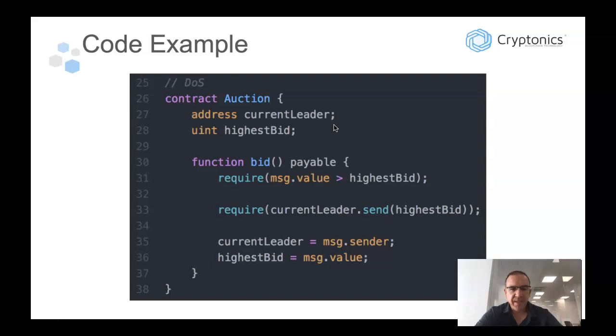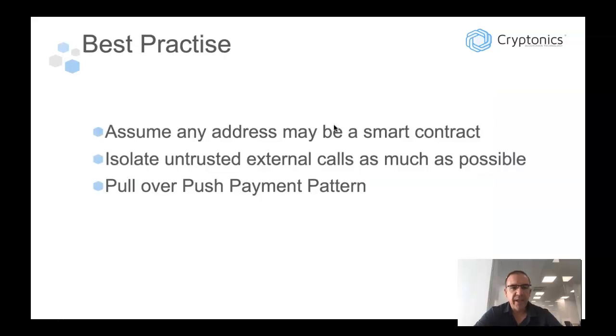And there are a number of things that we can do. Here's, as always, a list of best practices. If you're dealing with addresses, don't just assume they are external addresses belonging to some wallet. They may actually be smart contracts, and that's very important, because smart contracts can do a lot of things. Next, whenever you do an untrusted external call to someone else's smart contract or wallet, then isolate that as much as possible.